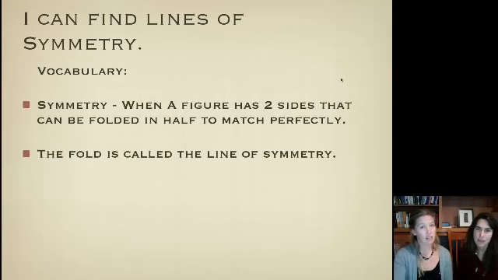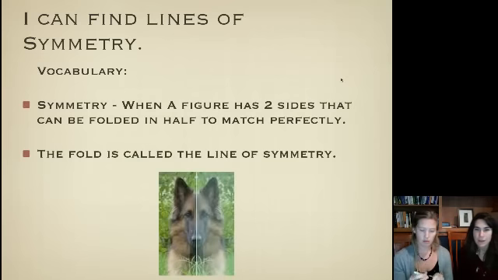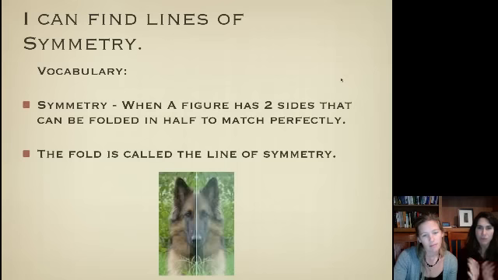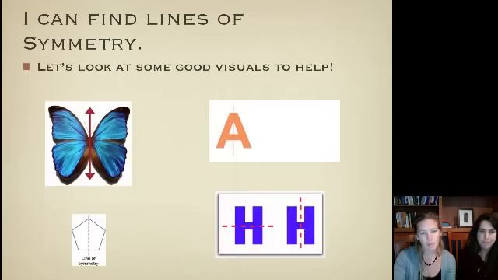And you'll see things that are symmetrical in nature. For example, here we have our little dog, not Shadow this time, but another dog, almost as cute. And so you're going to see here that we have two sides that if we folded this piece of paper in half, it would match perfectly. And that center line right there is the line of symmetry.